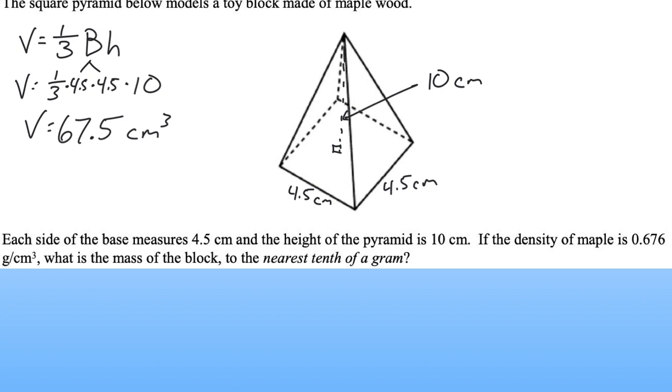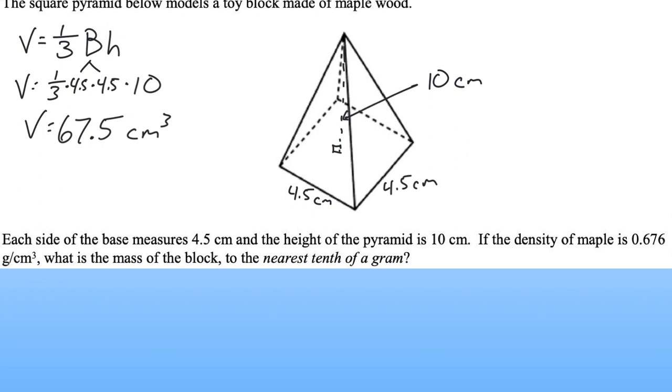So the easy way to do this next part to figure out the grams is it's 0.676 grams per every 1 cubic centimeter. Well, we have 67.5 cubic centimeters. So for each one of those, it's 0.676. So just multiply 67.5 times 0.676. Now, if you want to see quite why that happens, we can also set up a proportion.